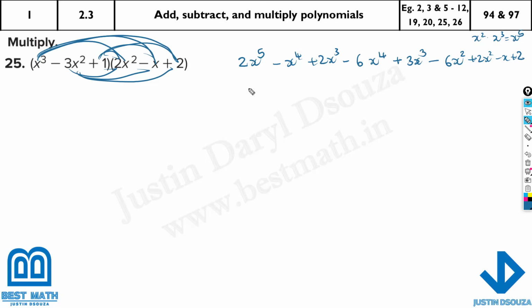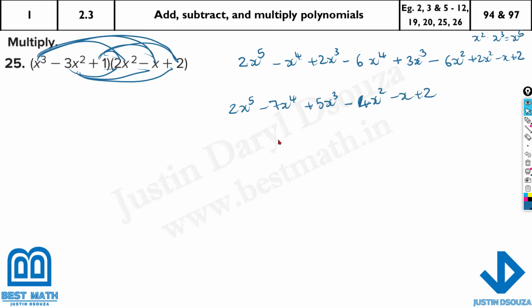So now, highest degree, 2x power 5, it's all alone. What about the next highest degree? X power 4, there are two terms, it'll be minus 7x power 4. Then what about x power 3? That's over here. It'll be 5 plus 5x power 3. And then we have x power 2, that is minus 4x power 2 minus x plus 2. So this is the final answer.